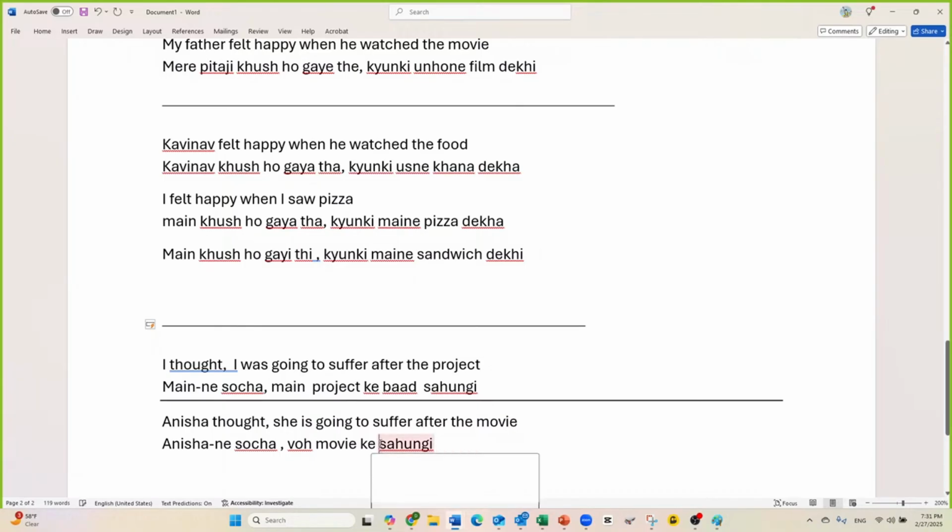वो मूवी के बाद. Now, not sahungi, because sahungi is when you're talking about yourself. When you're talking about somebody, it will be sahegi. It will change. सहेगी. Now, you all are saying, what is this change? Why are we changing sahungi to sahegi?